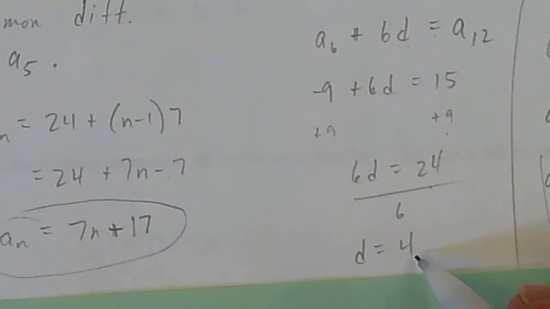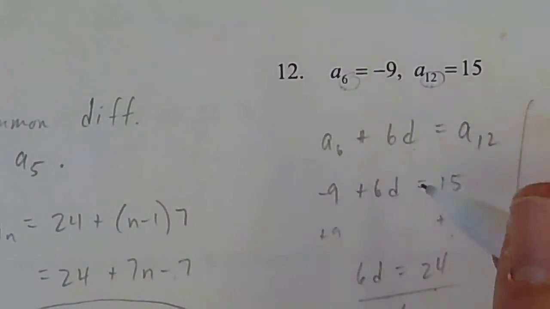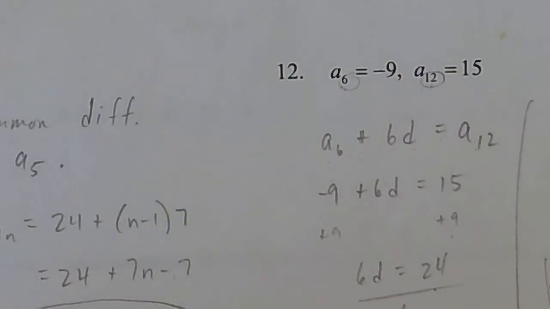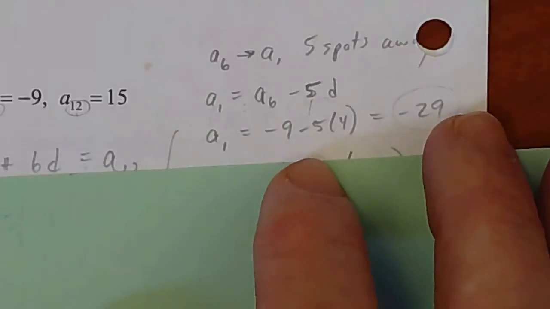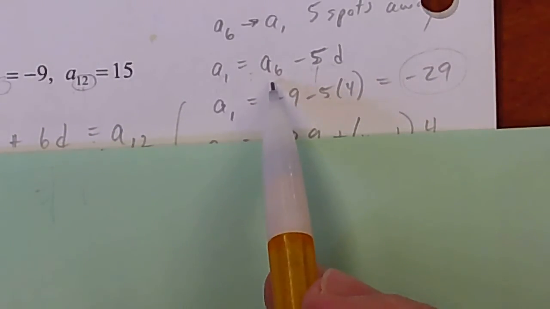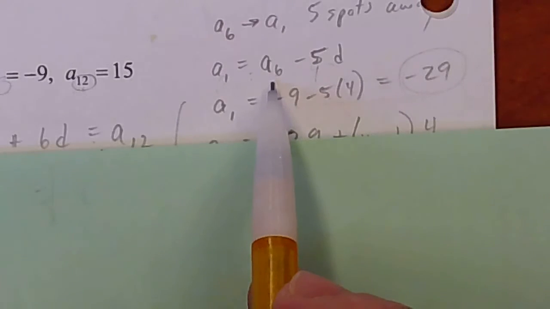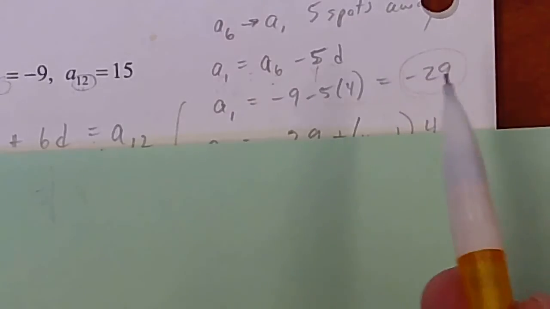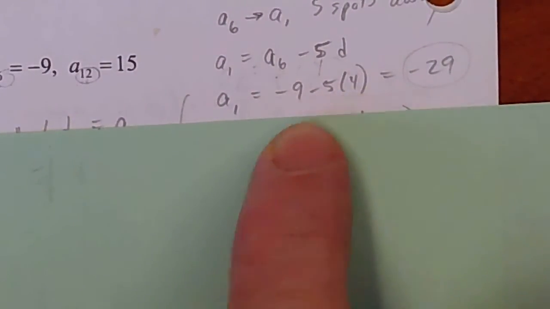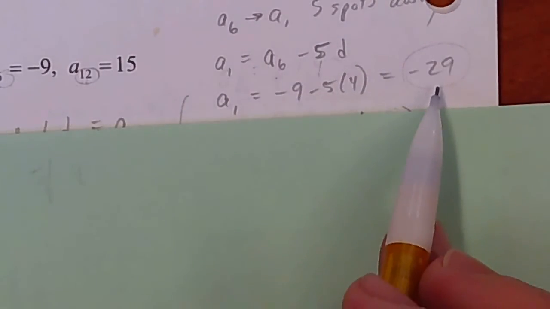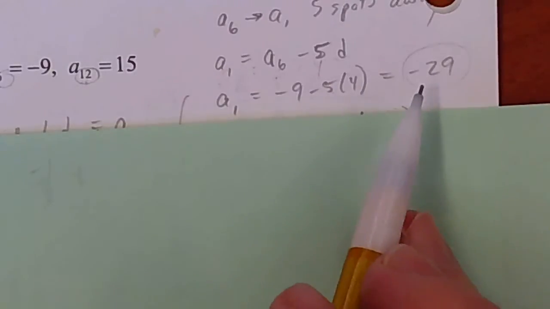So now that I have a common difference of 4, though, can't you just go backwards 4? You could to get to A1, manually do it. But they're still 5 spots away. So this is kind of what I did to write it down. To get A1, I've got to start at A6 and subtract 5 common differences. So you could do it every step along the way if you wanted to, or you could do it all at once like I did. Did it 5 times. So negative 29 is A1. Now I can write the formula.